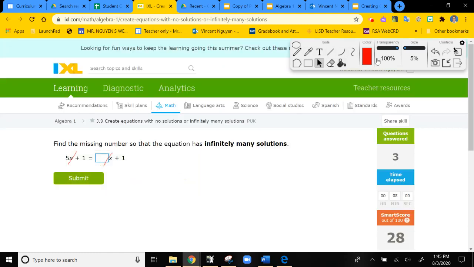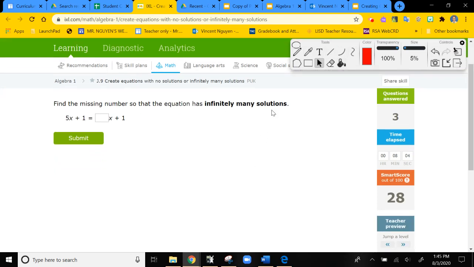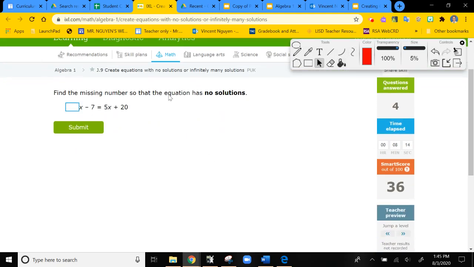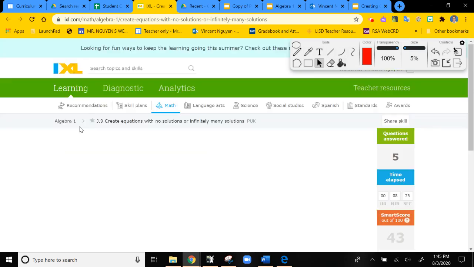Submit. Yay. Okay, next one, we want infinitely many solutions. So we want a true statement as well. So 5x plus 1 has to equal 5x plus 1. Next one, we want no solution. So no solution means a false statement. 5x would disappear, and then we'll end up with negative 7 equals 20, which is a false statement. Submit.